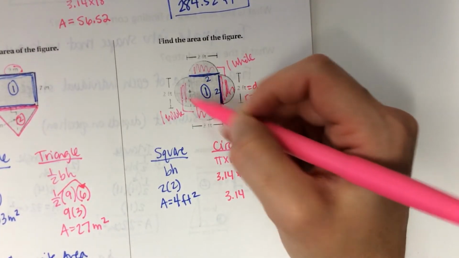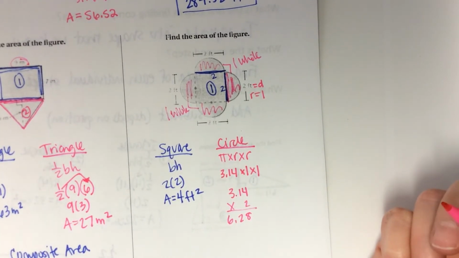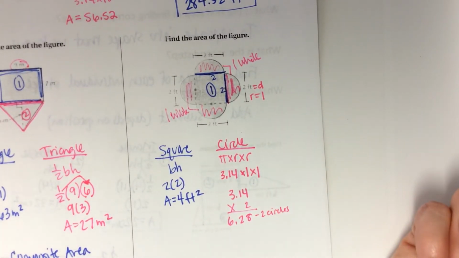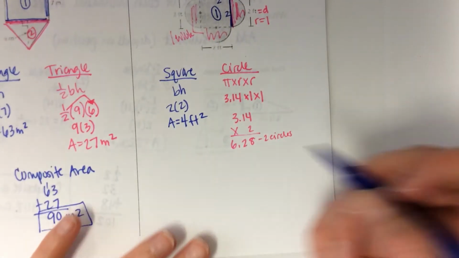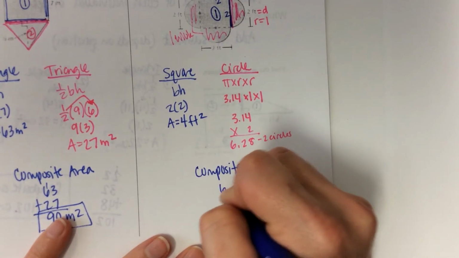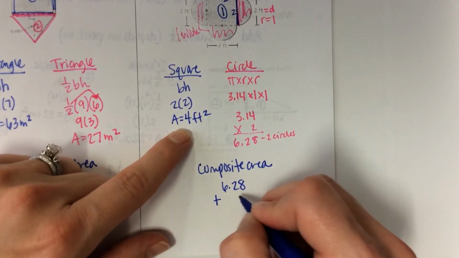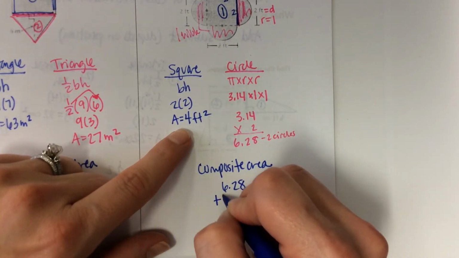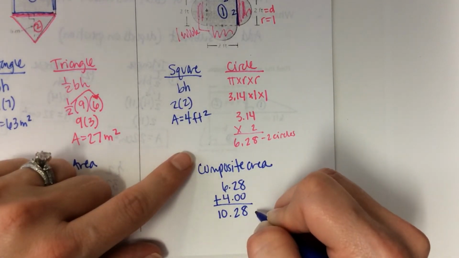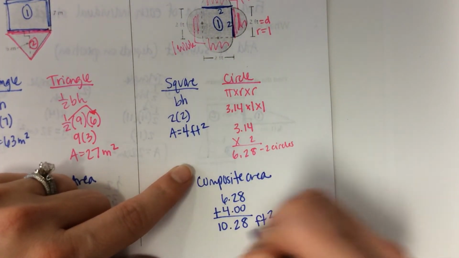And how many circles did we have? We had 2 whole circles. So times 2. So both circles together, this is 2 circles, have an area of 6.28. So all together, our composite area would be 6.28 plus your 4 feet for your square. So be careful. 4 does not go here. 4 is a whole number, so it would go with your 6. So area of our shape all together, our composite area, 10.28 feet squared.